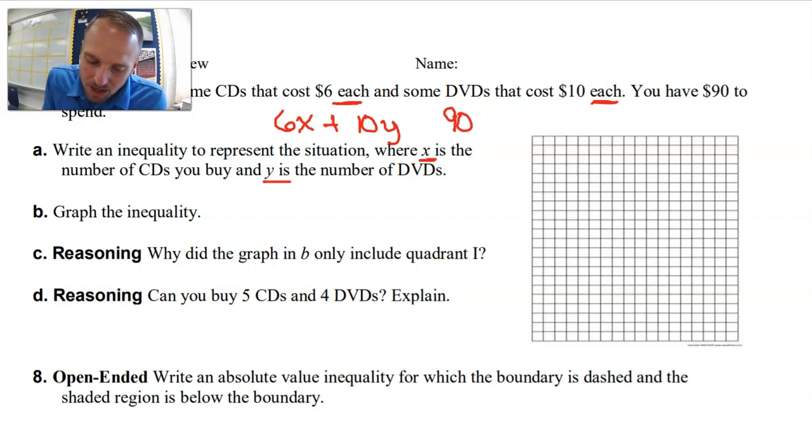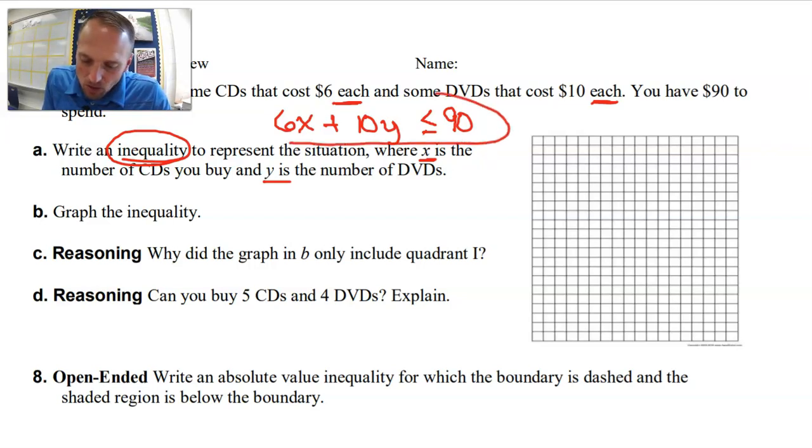Now, it needs to be an inequality. So what we spend has to be less than or equal to what we have. So we have 6x plus 10y less than or equal to 90. Okay, so that's letter A. That's our inequality. Letter B, we're going to graph this.